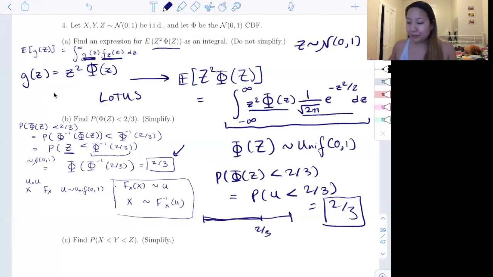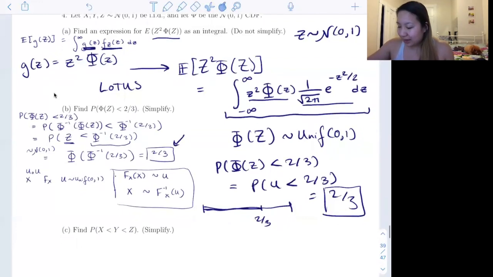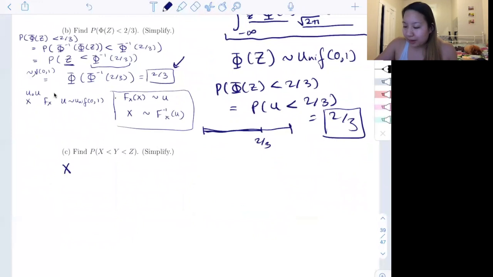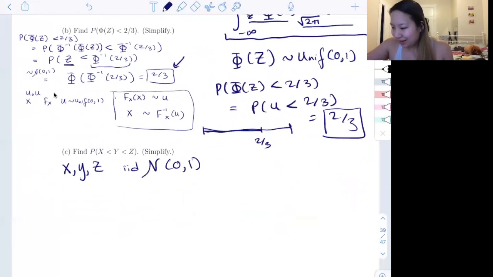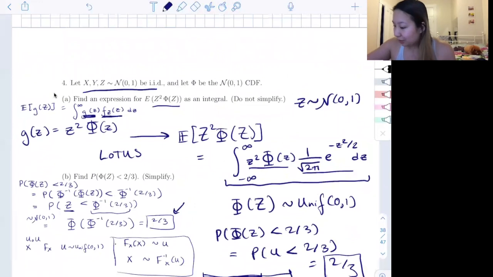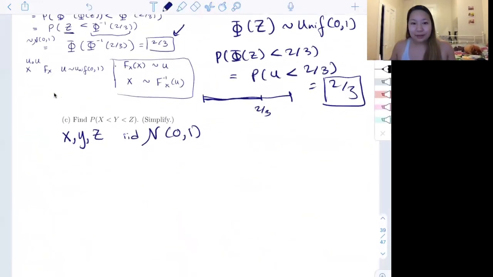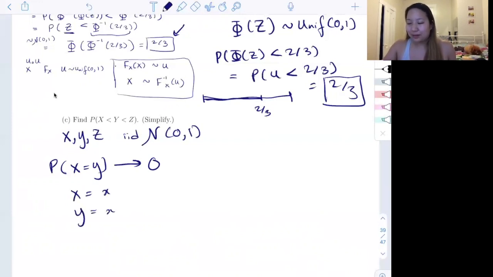So that's part B. Now for part C, find the probability that X is less than Y is less than Z. If we recall, X, Y, and Z are IID standard normals. Let me just check that. Yep, they are IID standard normals. Note that for continuous random variables, the probability that X equals Y is going to be 0, because for any continuous random variable, the probability of any particular value is 0. These are both probability 0 events. So we don't really have to deal with the less than or equal to signs.